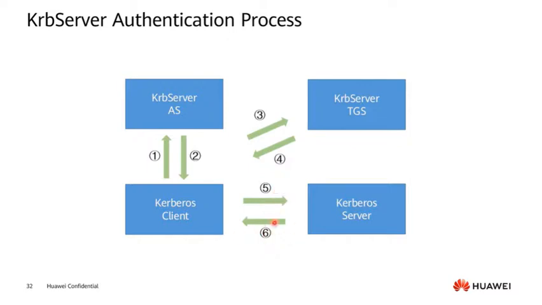Step 6. The Kerberos service compares the message in the ST with the authenticator message sent by the client. If the two messages are basically the same, the Kerberos service can provide the requested services for the client. The Kerberos client decrypts the received confirmation message to obtain the timestamp and verifies whether the timestamp is valid. The mutual authentication is now completed.